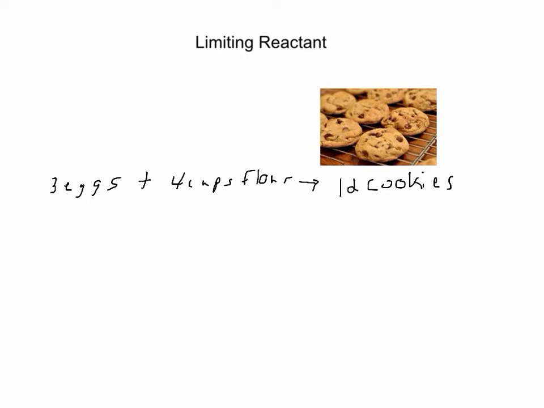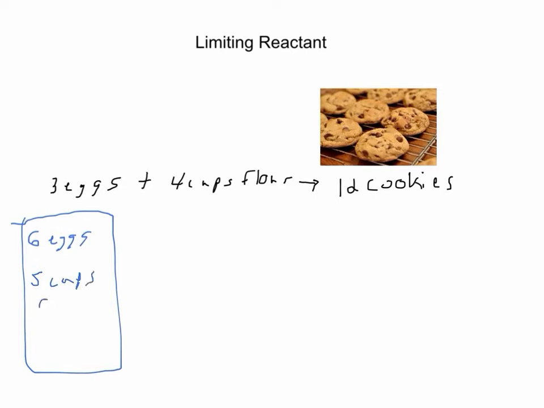And notice I kind of wrote this recipe like a chemical reaction. 3 eggs plus 4 cups of flour plus obviously some other stuff gives us 12 cookies. So you go to your refrigerator and you see that you have 6 eggs and 5 cups of flour.